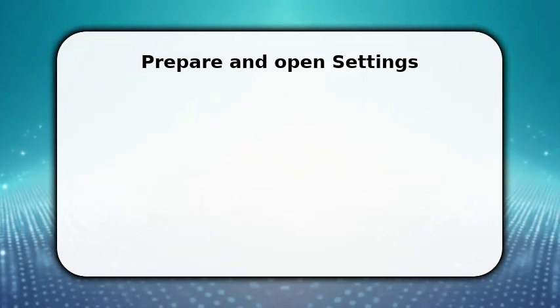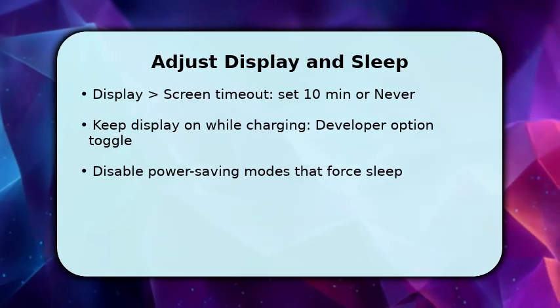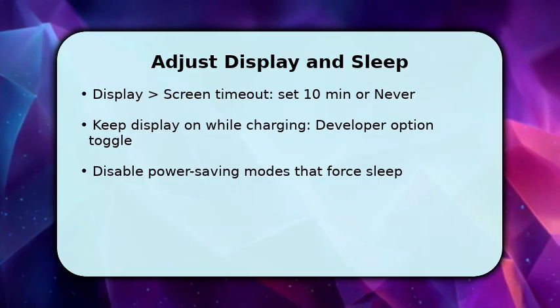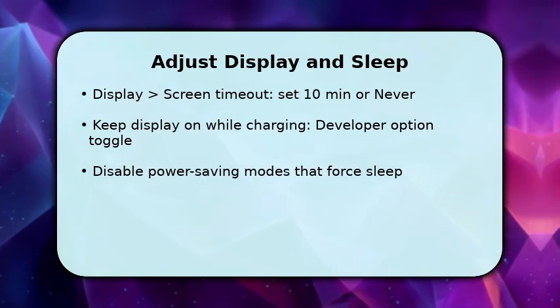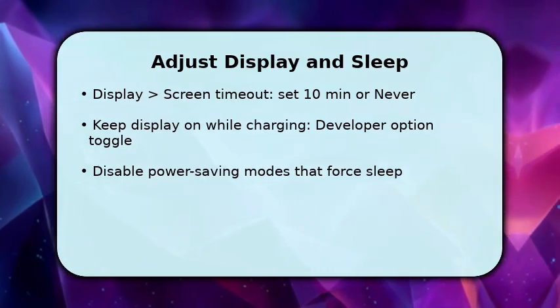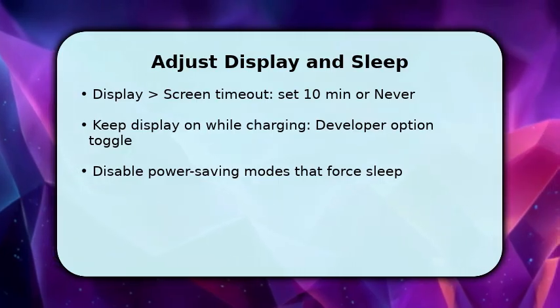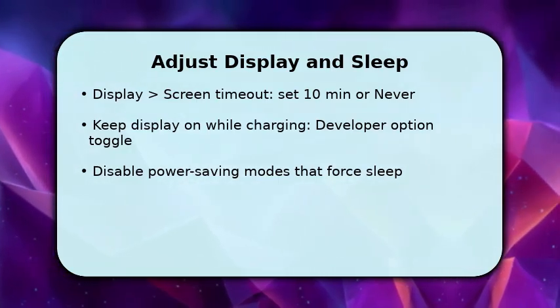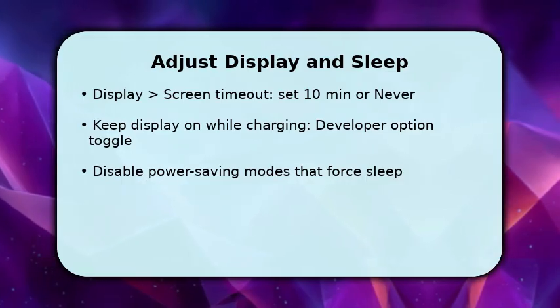You now adjust the core display and sleep controls. Go to Display, tap Screen Timeout and choose a longer duration or never, because this directly prevents automatic shutoff. Next, enable developer options, tap build number 7 times in About, and toggle Stay Awake to keep screen on while charging. This helps during long tasks.